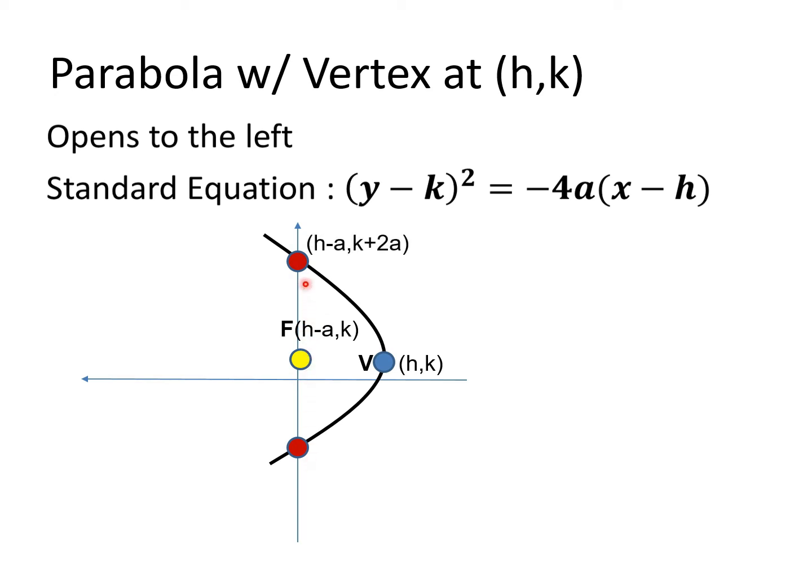So for the upper endpoint, that is h minus a, the x-coordinate of the focus does not change. This time the y-coordinate is k plus 2a. And the lower endpoint will now become h minus a, k minus 2a. So these are the coordinates of the points involved in the parabola with vertex (h, k) that opens to the left. And then, from the vertex, we move a units to the right for our directrix. So this time, the equation of our directrix will be x equals h plus a.